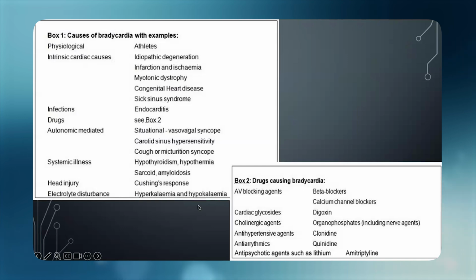Electrolyte disturbances like hyperkalemia and hypokalemia can cause bradycardia, but it is more commonly caused by hyperkalemia. Drugs causing bradycardia are AV blocking agents like beta blockers, CCBs, digoxin, cholinergic agents like organophosphates, antihypertensive agents like clonidine, antiarrhythmics like quinidine, and antipsychotic agents such as lithium.